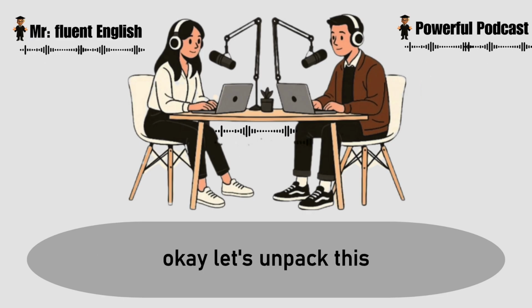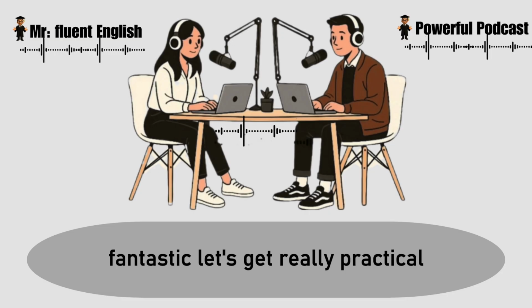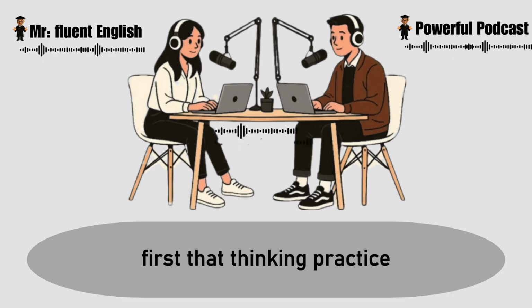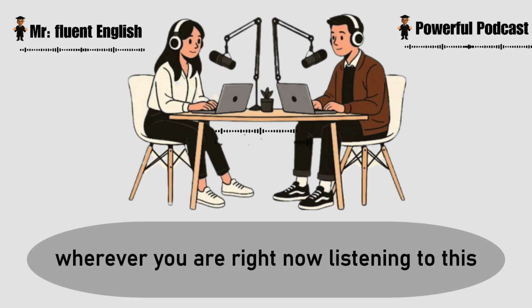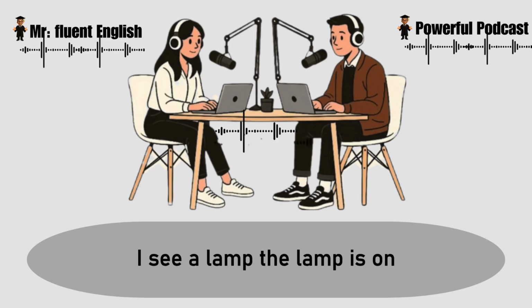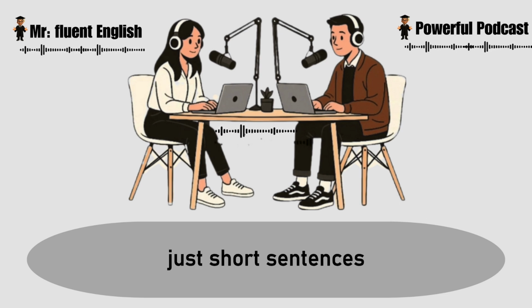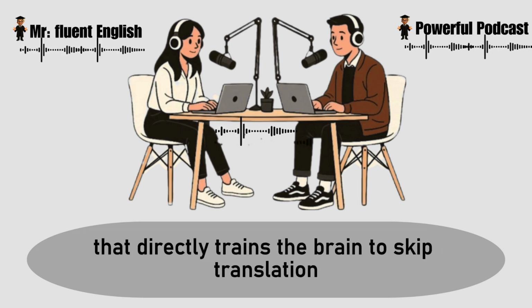Okay, let's unpack this. Give us some actionable exercises. Fantastic. Let's get really practical. First, that thinking practice. Wherever you are right now listening to this, just look around. Describe what you see, silently or out loud. I see a lamp, the lamp is on, there's a book on the table. Simple stuff. You don't need fancy vocabulary, just short sentences. That directly trains the brain to skip translation, right?